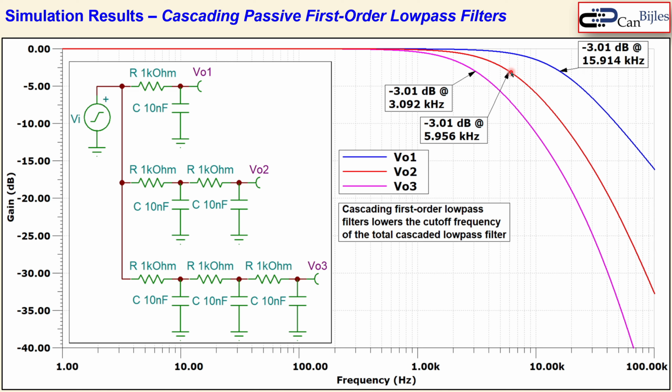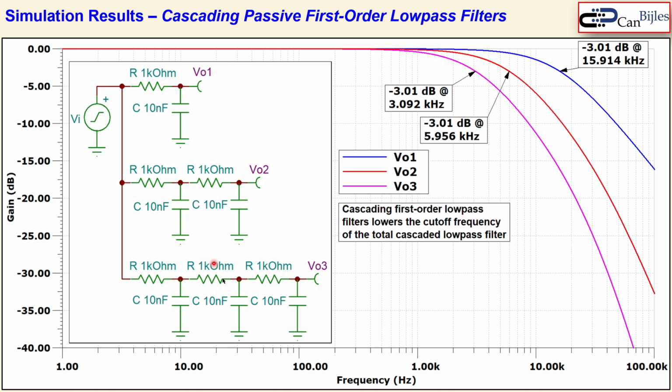But if you cascade that, so make it a second stage, as second order, your cutoff frequency is actually moved to this red line, which is now approximately 5.96 kilohertz. So you go down by this much. Now when you go to the third order, so again the same RC cascading, you will go to this pink line, which is now approximately 3.1 kilohertz.